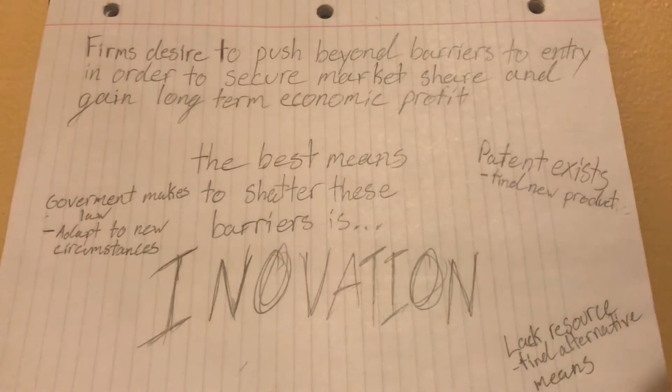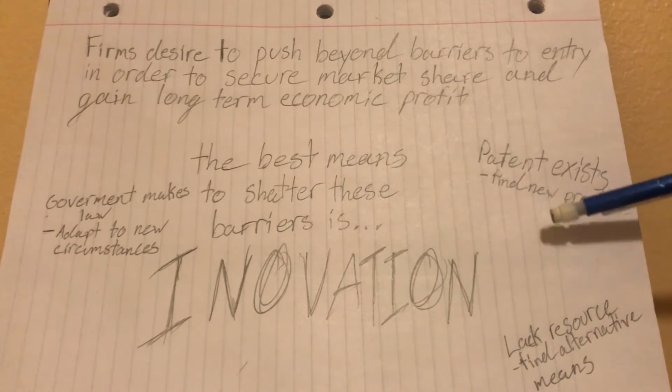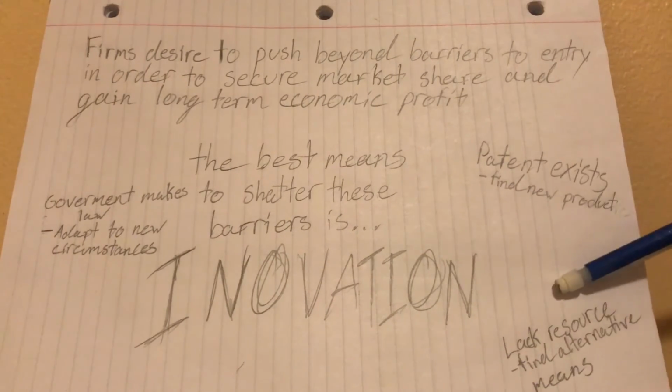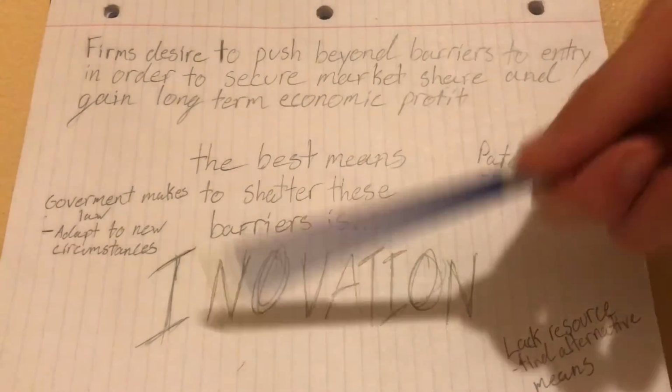If there's a patent that exists, try to discover a new way to tackle a product. If there are resources that you don't have, find alternative means to produce something. If there's government legislation, adapt to your situation, but innovation must be constant.